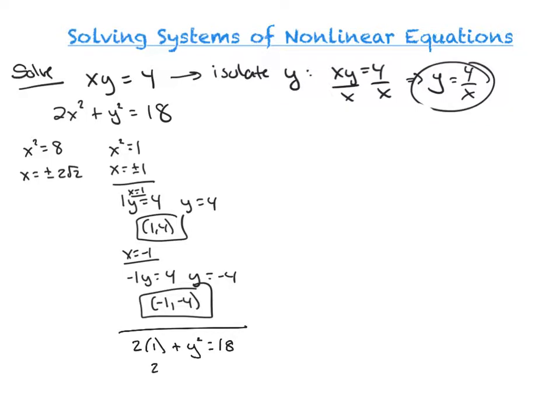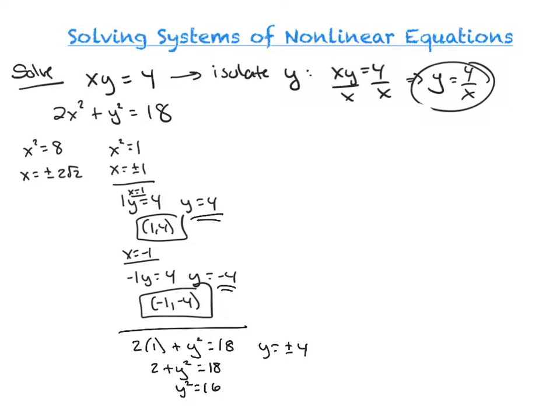Then, so that's 2 plus y squared equals 18. Y squared is 16. We have y equals plus or minus 4, which is exactly the same y values that we got before. We just didn't know previously that the positive x went with the positive 4 and the negative x went with the negative 4. So it's a little bit easier to see if we plug them into the top equation.